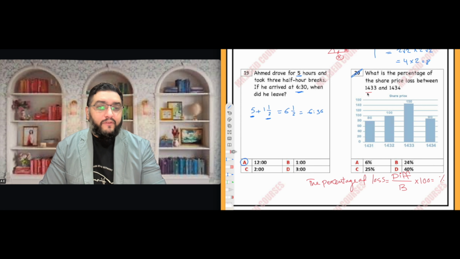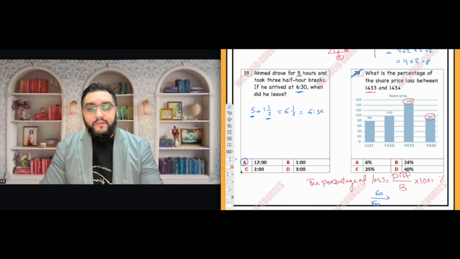So we have 1433, which is 150, and 1434, which equals 90. Find the difference between both numbers. It means 150 minus 90, which equals 60, over the bigger number. The bigger number is 150, times the 100, and the answer will be in percent.